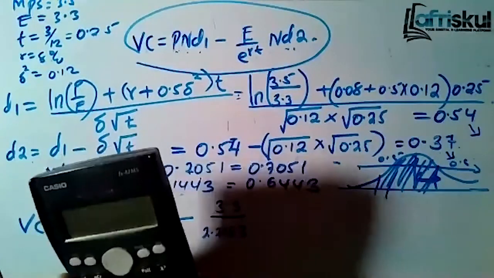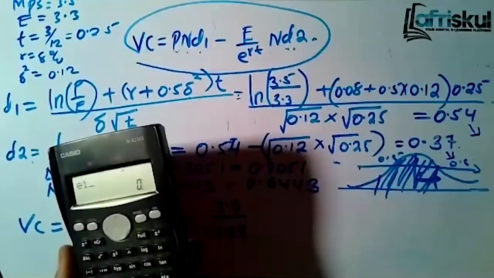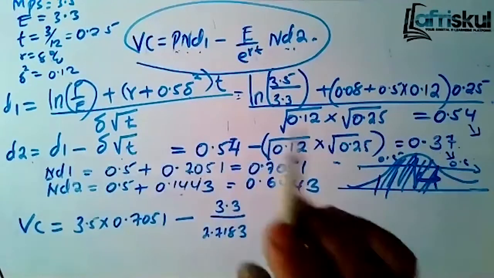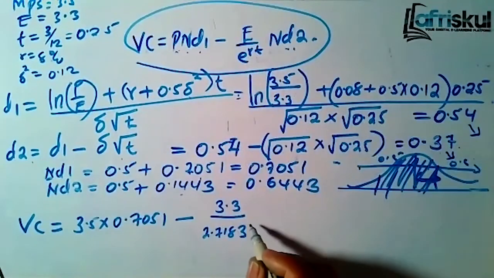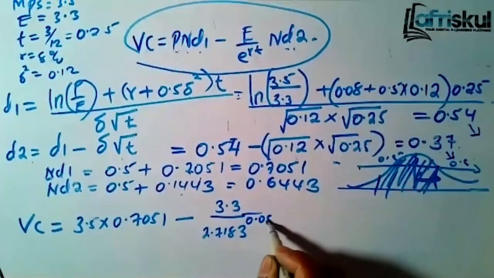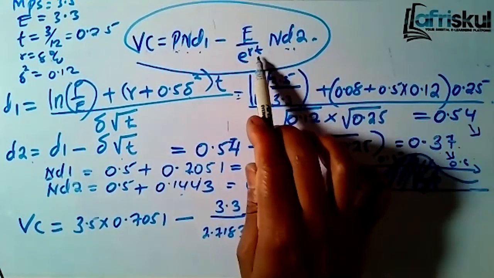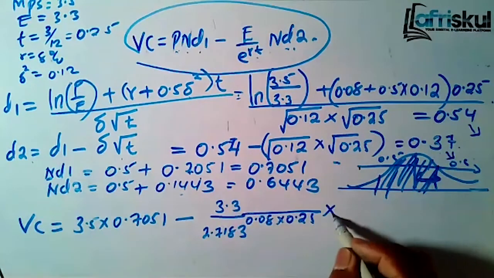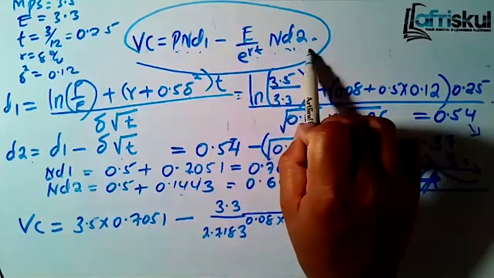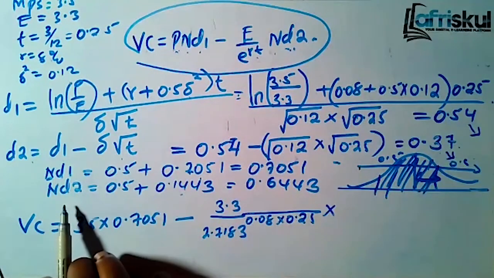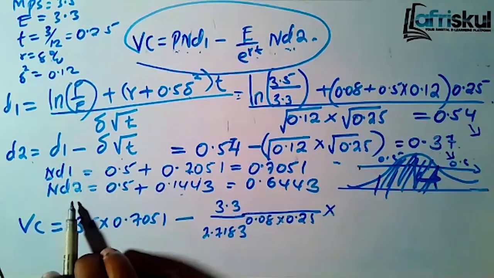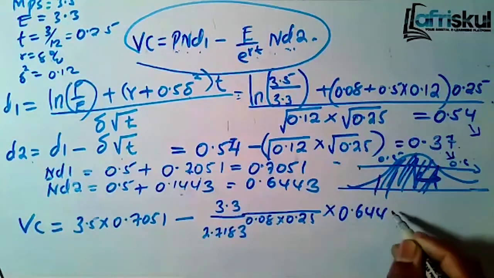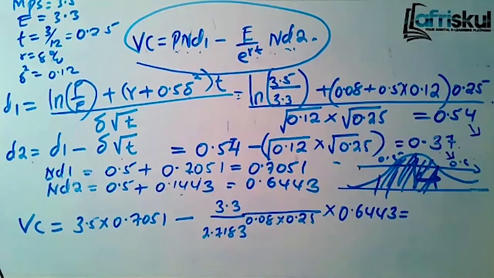Then you can press 1, then equals. You get 2.7183, raised to power RT. Our risk-free rate was 8%, however, it will be raised by 0.08. You multiply by T, time to maturity, which was 0.25. That's 3/12. Then out of it, you multiply by ND2, and our ND2 you'll get 0.6443.